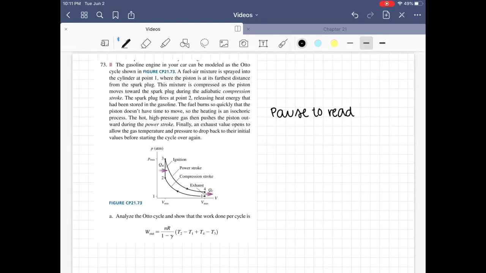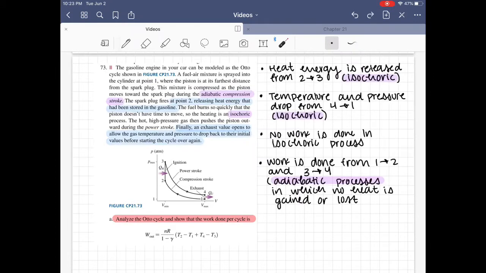This is the problem I was assigned. Please pause to read. So the important things that this problem tells us is that heat energy is released from 2 to 3. And you can also tell from the diagram that pressure increases, but the volume stays the same. That means that this process is isochoric.